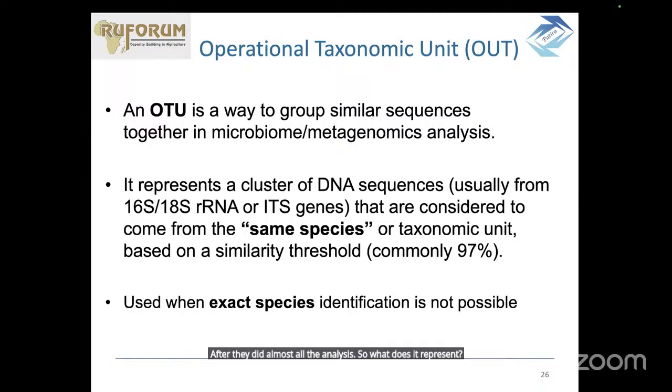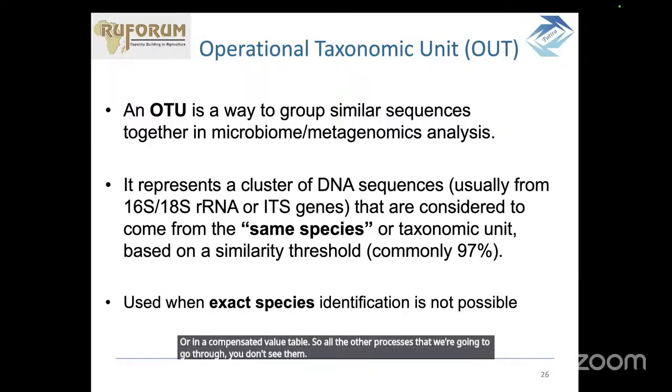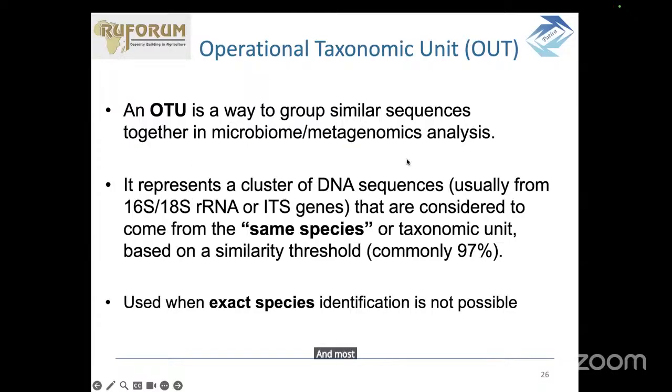It represents a class of DNA sequences, either from 16S, 18S, or ITS genes, that are considered coming from the same species or taxonomic unit. They're basically 90%, 97% common. They always send them in the form of a table, either an Excel table or a comma separated value table. All the other processes that we're going to go through, you don't see them. Most of the time, that's what they send you.